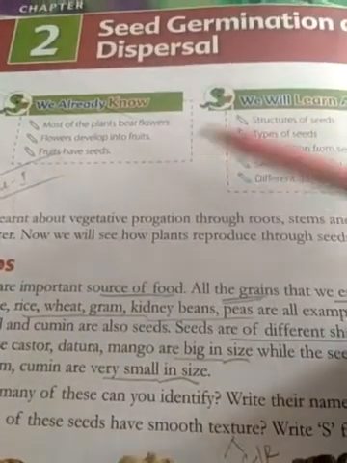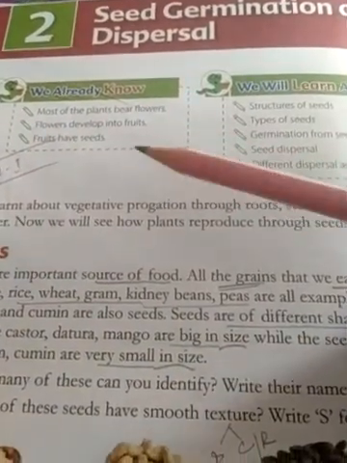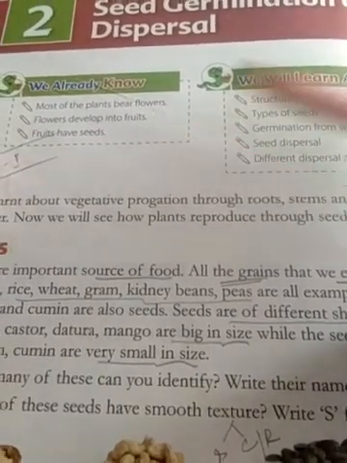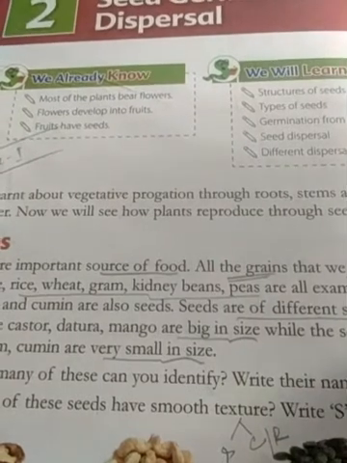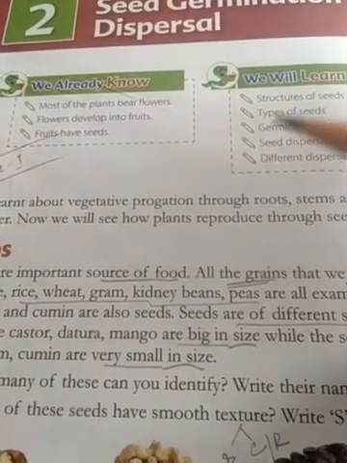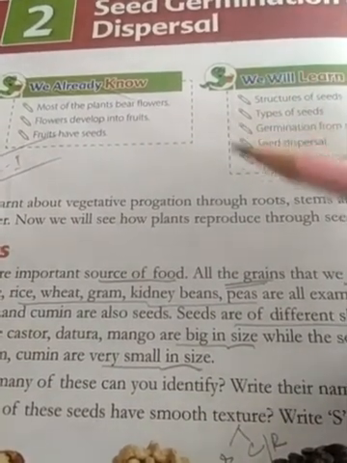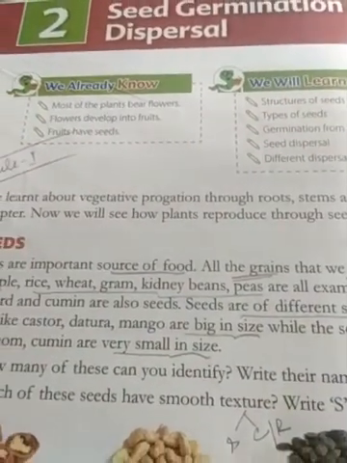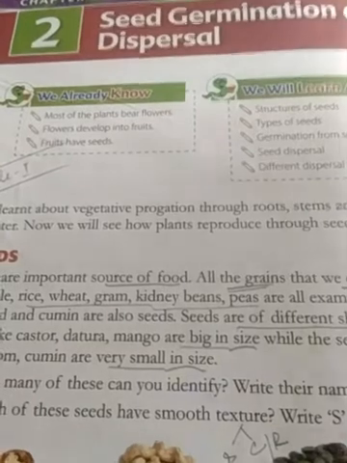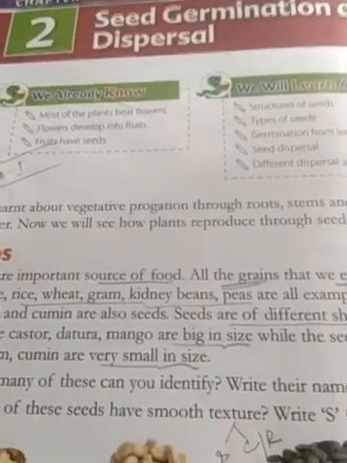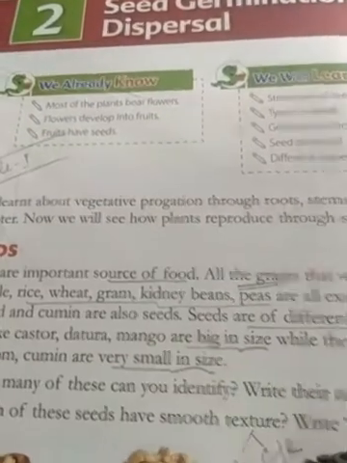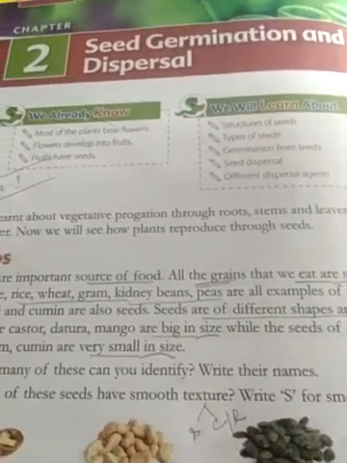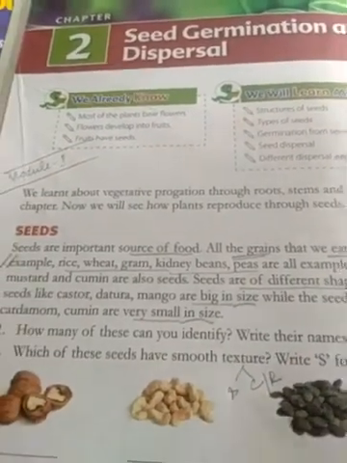Regarding the previously learned knowledge, we had the concept of plants, such as the plants bear flowers, flowers develop into fruits, and the fruits have seeds. The different reproduction modes of plants. In this chapter, we are going to discuss seed germination and dispersal.